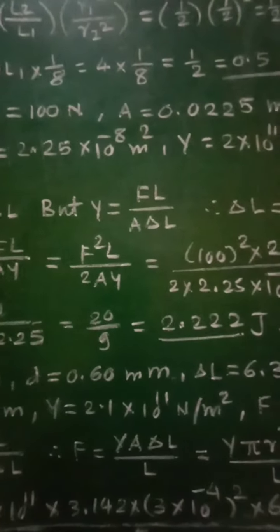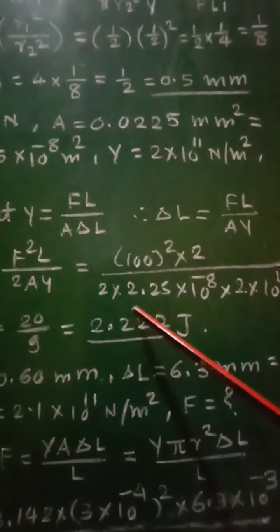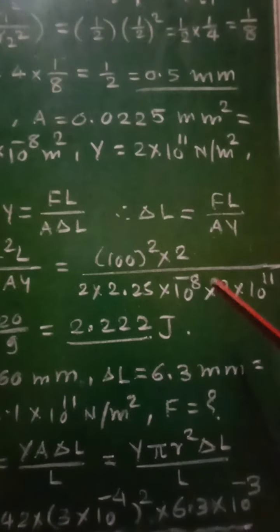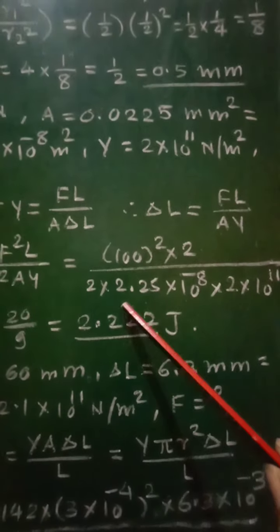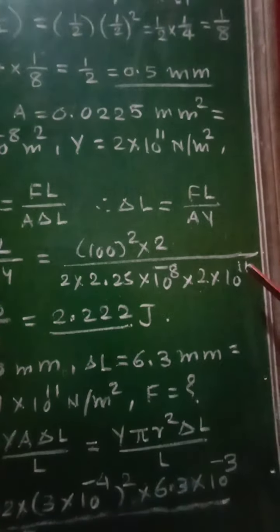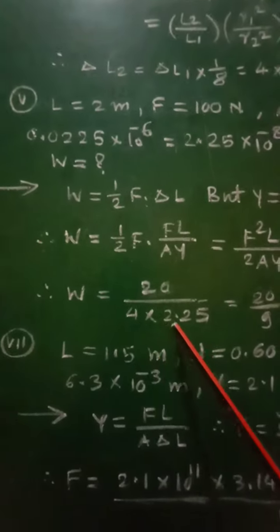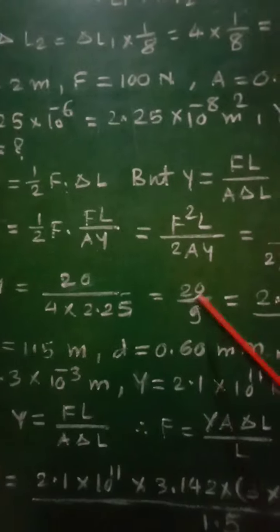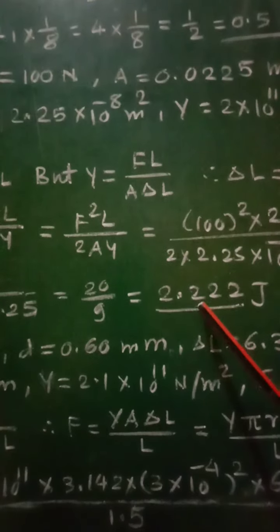Now putting the values, we get 100 square into 2 divided by 2 into 2.25 into 10 raised to minus 8 into 2 into 10 raised to 11. Simplifying this, we get W is equal to 20 upon 4 into 2.25, which comes out to be 20 upon 9, which will be equal to 2.222 joule.